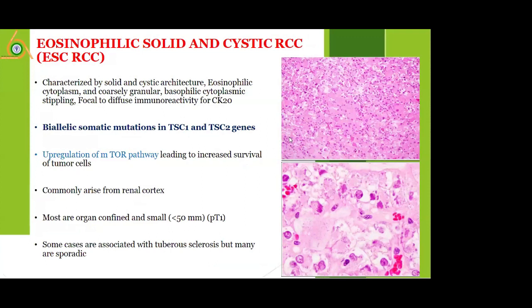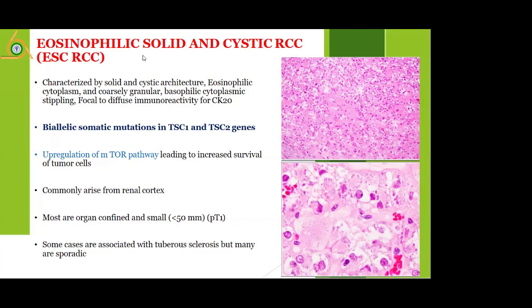Yeah. So as the name is obvious, you have eosinophilic solid and cystic type of RCC, which means it's a pink tumor. It will have both solid and cystic areas. So solid and cystic architecture, eosinophilic cytoplasm. The eosinophilic cytoplasm is granular with basophilic cytoplasmic stippling. If you go on a high power, these cells look as if you have some kind of leishmania or LD bodies in the cytoplasm. So that kind of basophilic stippling, and both solid and cystic architecture and eosinophilic cytoplasm, that is the defining feature on morphology of ESC RCC.